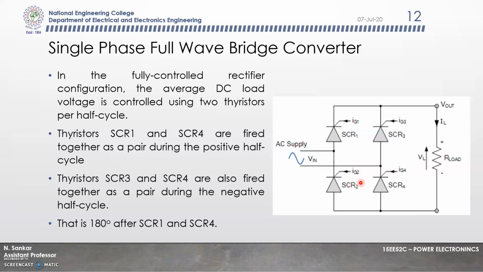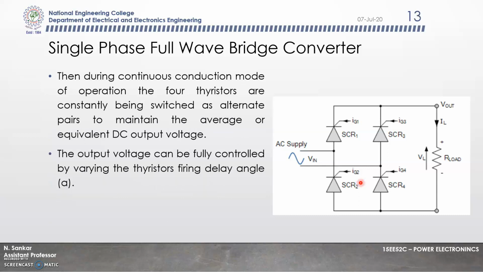That is, 1 4 2 3, 1 4 2 3, 1 4 2 3, like this. It is repeated for each cycle. So for continuous operation, we will trigger the thyristors in alternate pairs throughout the cycle. Here the output voltage mainly depends on the firing angle, or you can say the delay angle, when the thyristor gets triggered.